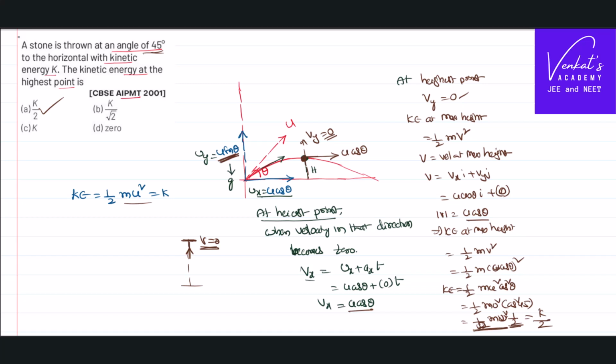That's how we have to solve this problem. To solve it, you need to know one thing: that it takes a parabolic path. At the highest point, the vertical component of velocity is 0 and the horizontal component remains the same. So you find the velocity and substitute it in the formula of kinetic energy, and you get K by 2. That's how we solve this problem.